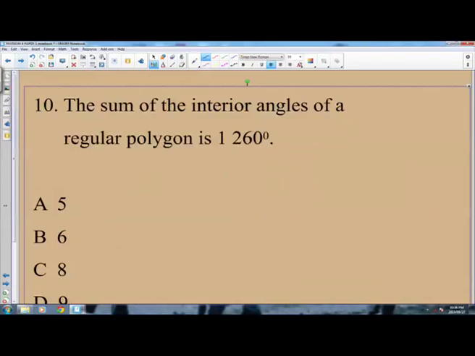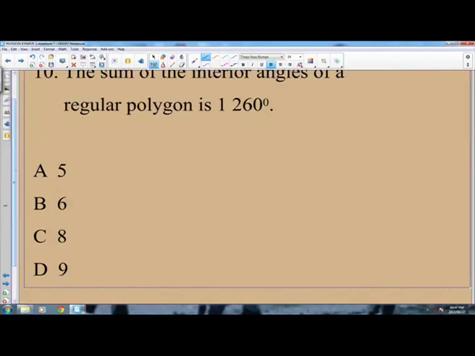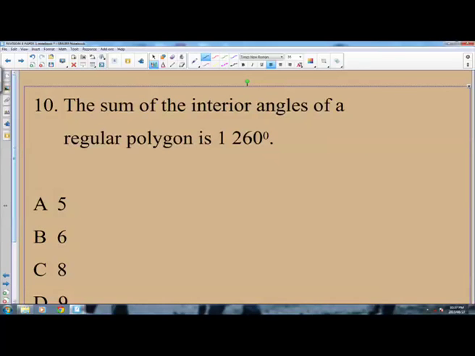And then question number 10. It says the sum of the interior angles of a regular polygon is 1260 degrees. Then you are expected to find the number of sides the polygon has. This question should be: find the number of sides the polygon has. Find the number of sides.